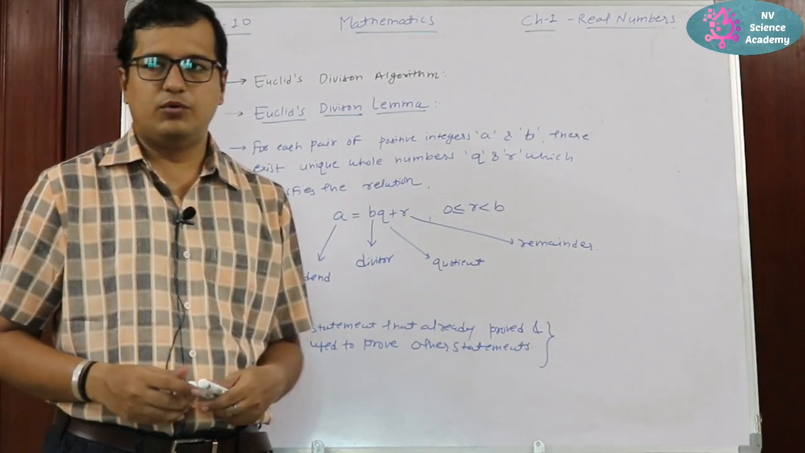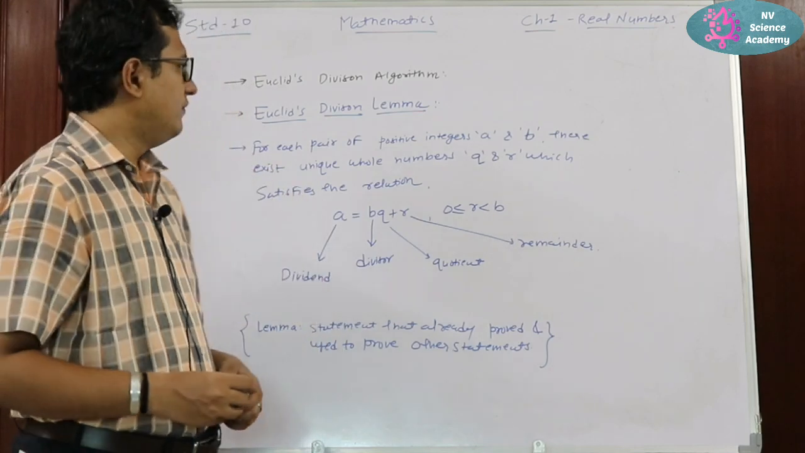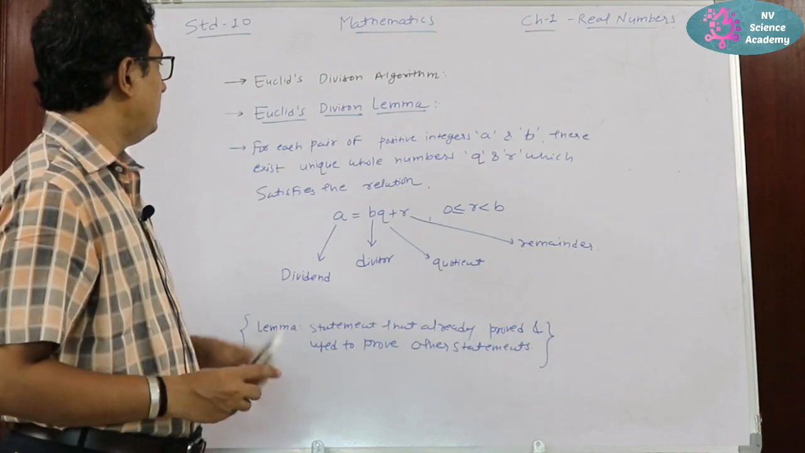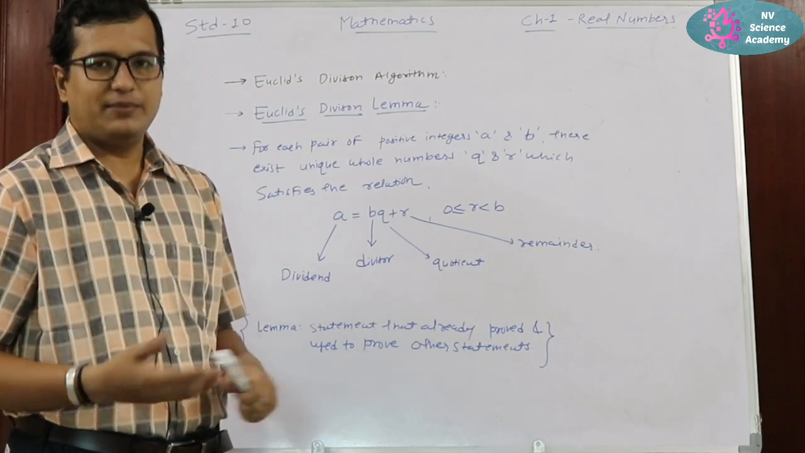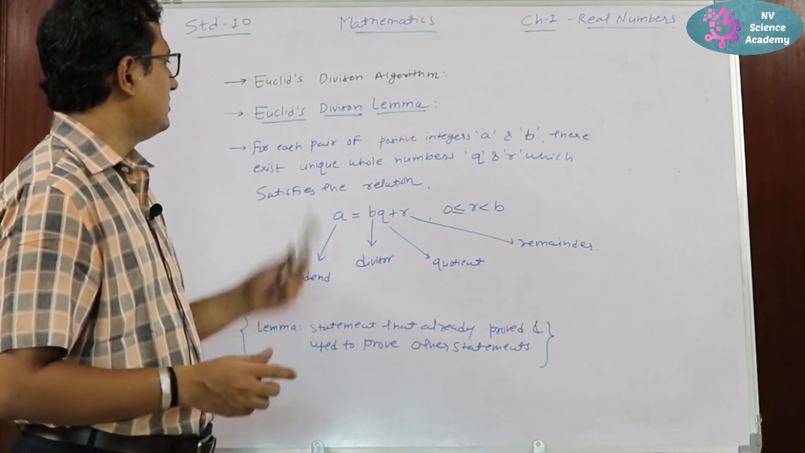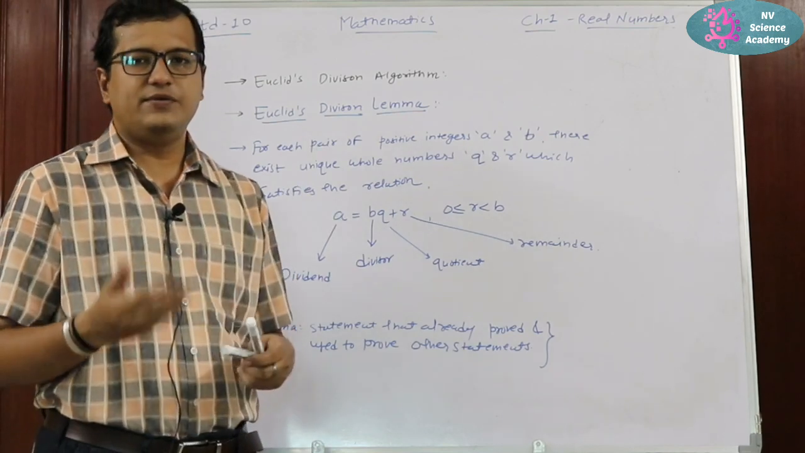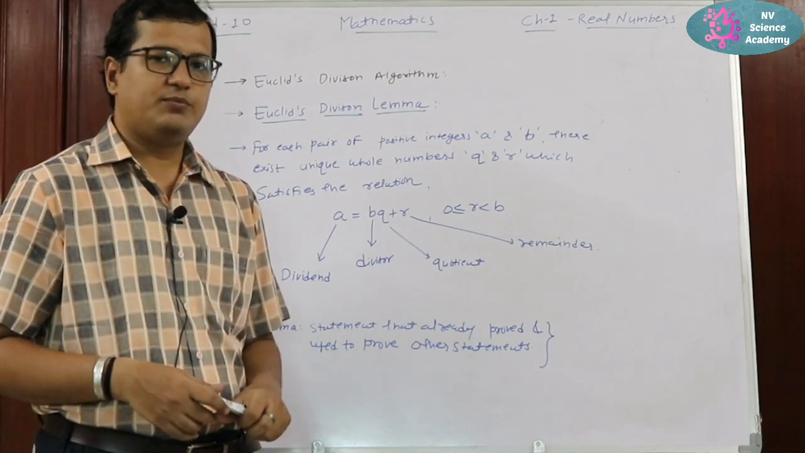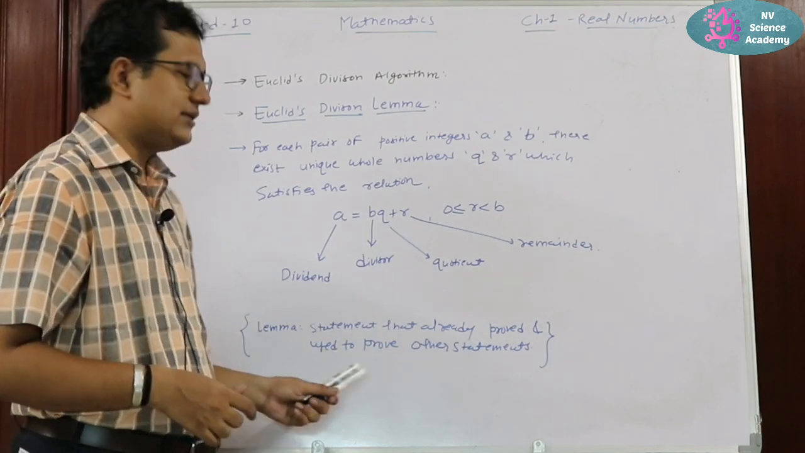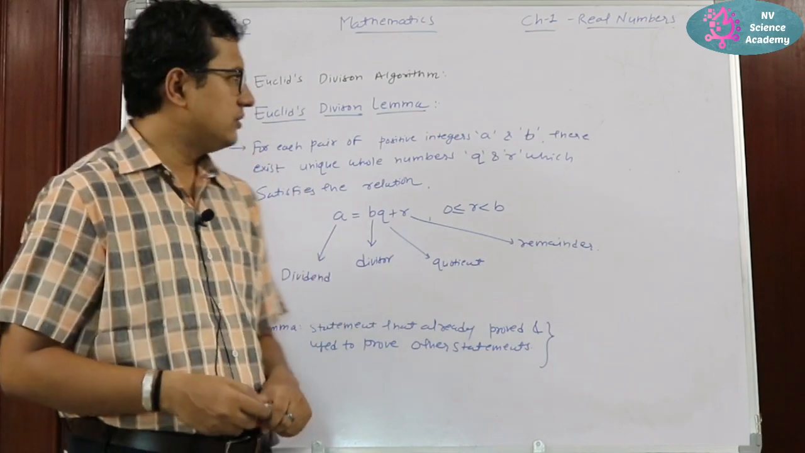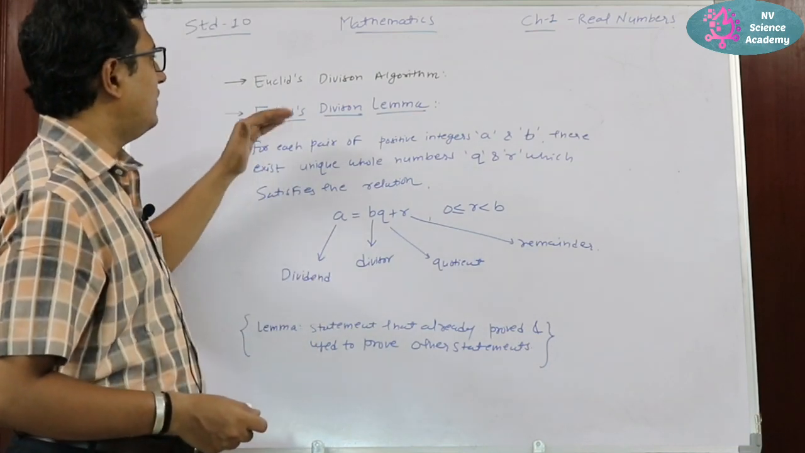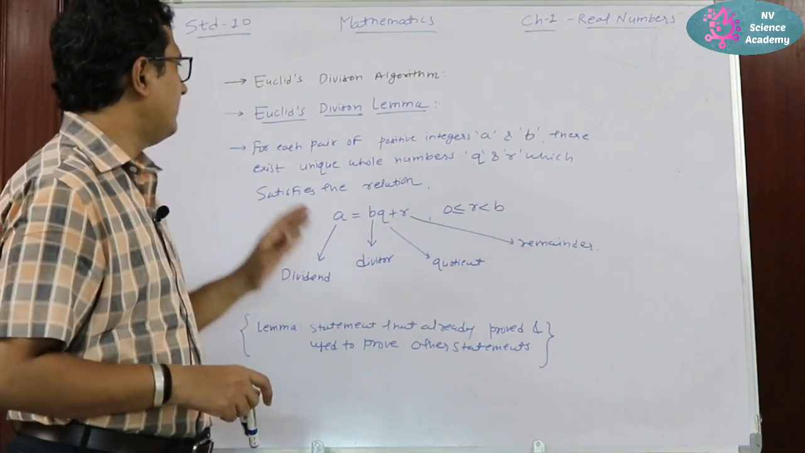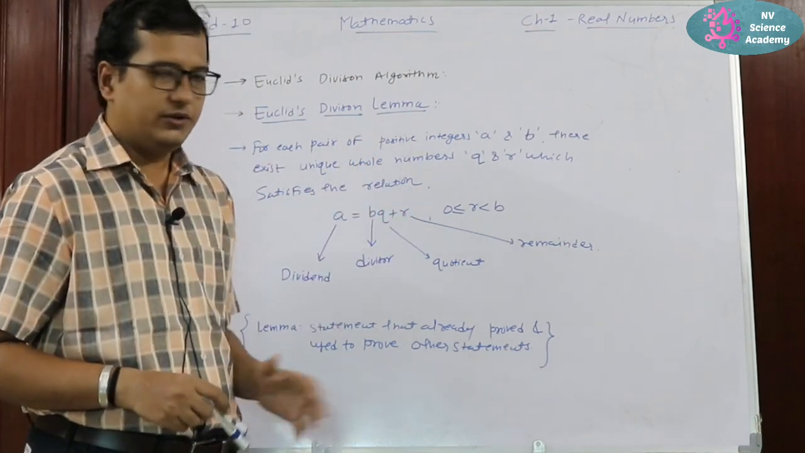Before moving to the algorithm, we will first study Euclid's division lemma. Euclid is the name of a mathematician. Division shows that it has something to do with division, and a lemma is a statement that is already proved, and we use that statement to prove other statements. You can say it is part of the algorithm, or very near to the algorithm. So first we will study the lemma and then the algorithm.